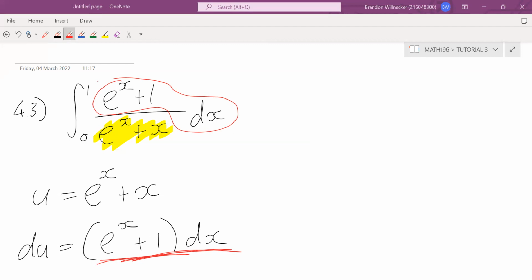Again, it may look a bit complicated, but just think to yourself, what happens if I let u be the numerator? Well, in that case, I'm just going to get e to the x after the derivative. So that doesn't help us very much. But if I let u be the denominator, then after taking the derivative, I get the numerator for free. So that's much better.